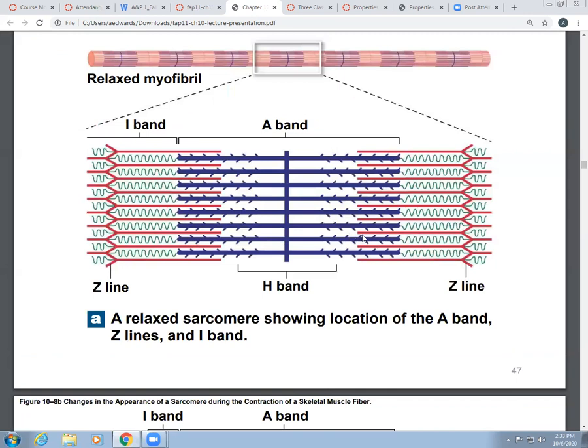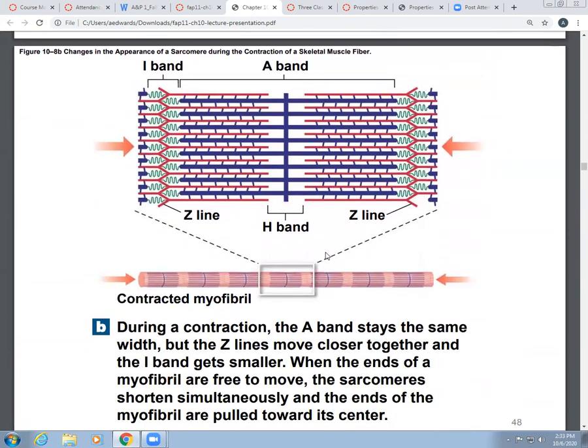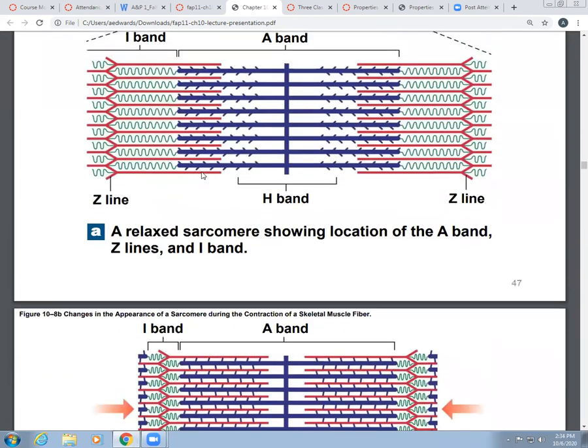So this is a sarcomere in the relaxed state. Okay, you have a large space here for your H band where there's only thick filaments. Now in a contraction, okay, so we look relatively, here we have a small zone of overlap. Okay, in a contraction, those thin filaments, those Z lines move closer together, then you get more overlap. You get a bigger zone of overlap, and you get a smaller H band as a result.